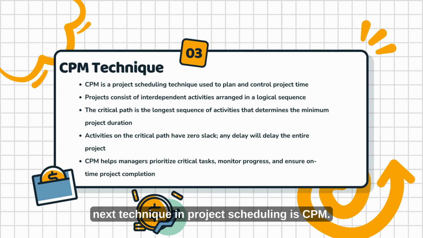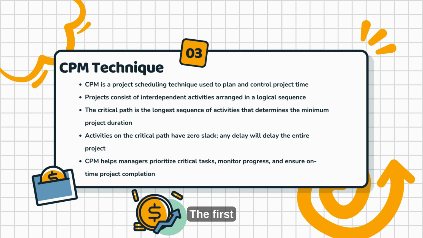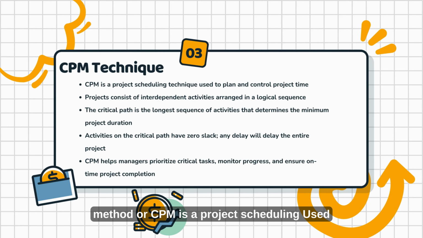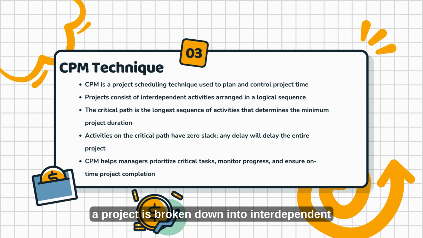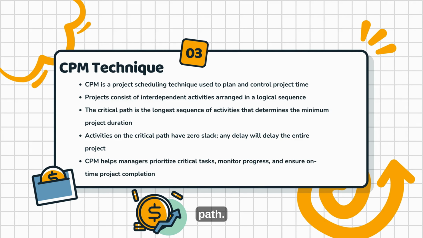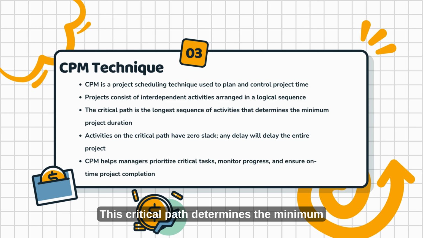The next technique in project scheduling is CPM. Critical Path Method, or CPM, is a project scheduling technique used to plan and control project time. In CPM, a project is broken down into interdependent activities that must be completed in a logical sequence. Among these activities, there is a longest sequence known as the critical path. This critical path determines the minimum time required to complete the entire project.